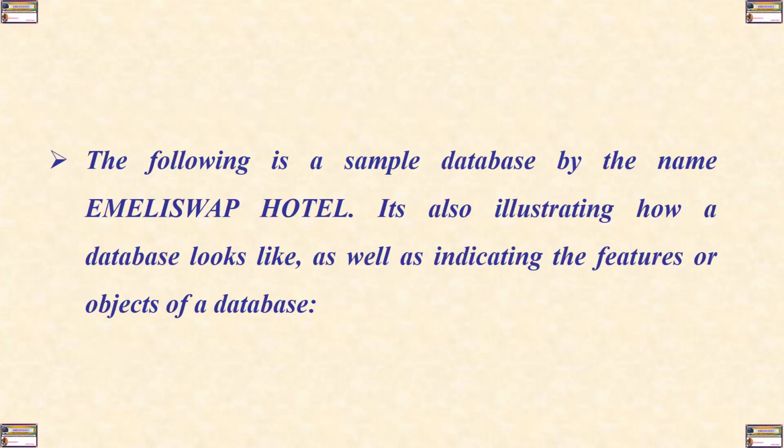Now, having learned that, let me show you a sample database by the name MLSwap Hotel so that you can see how a database looks like. You'll also be able to identify what I'm calling objects, like tables, the queries, the forms, and the reports, so that as you proceed learning in the next subsequent presentations, you can be able to at least have an idea of what a database is.